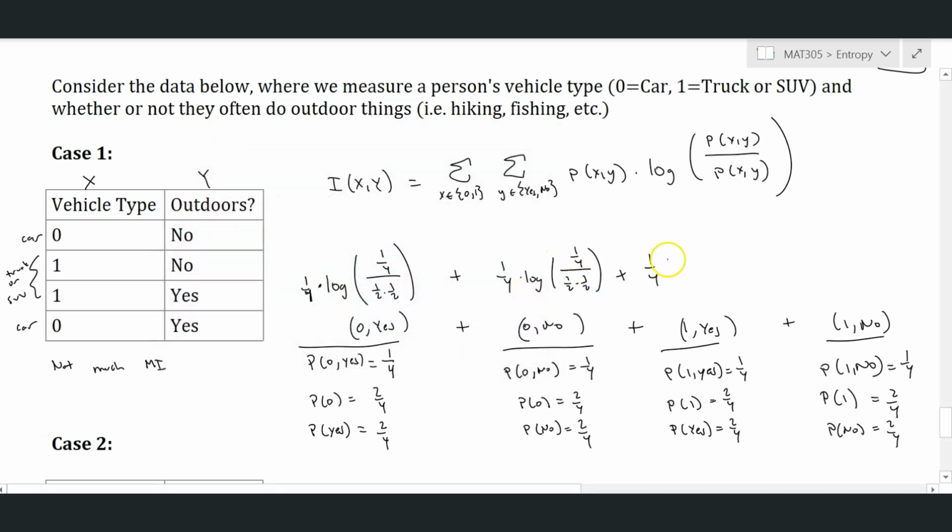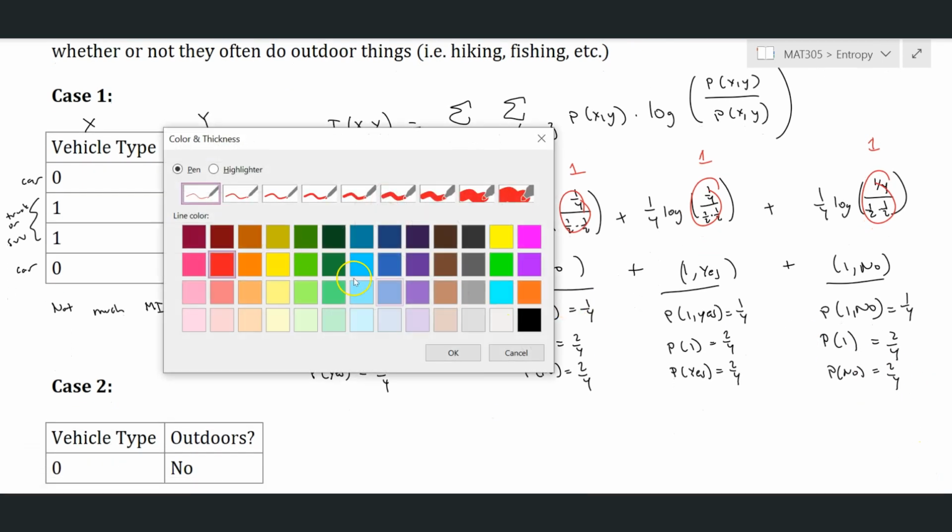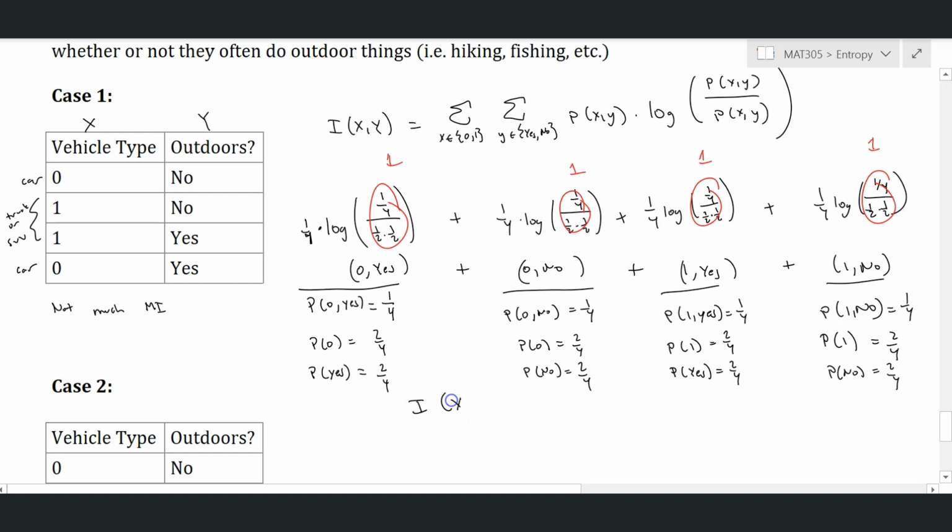Again, these are actually all the same. 1/4 log 1/4 over 1/2 times 1/2 plus 1/4 log of 1/4 over 1/2 times 1/2. So in all of these cases, these arguments are equal to 1. And that, as we saw, will lead to all of these having 0 outputs, and the information, in this case, between x and y is 0.